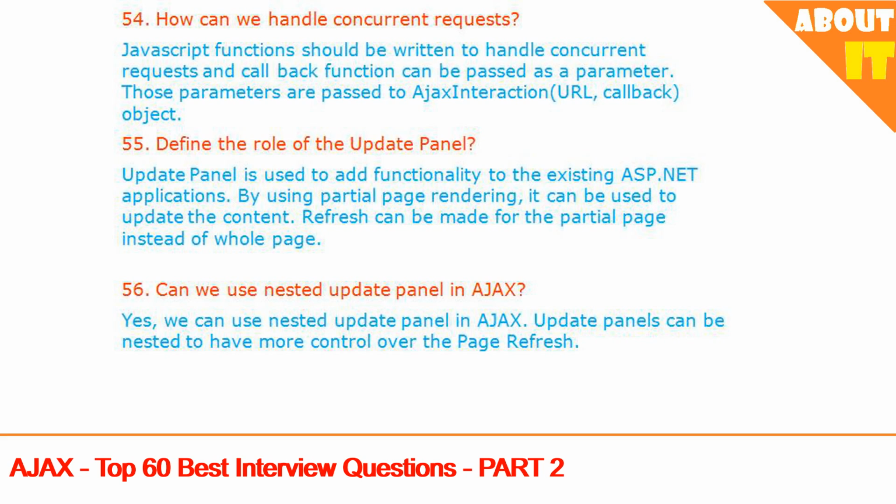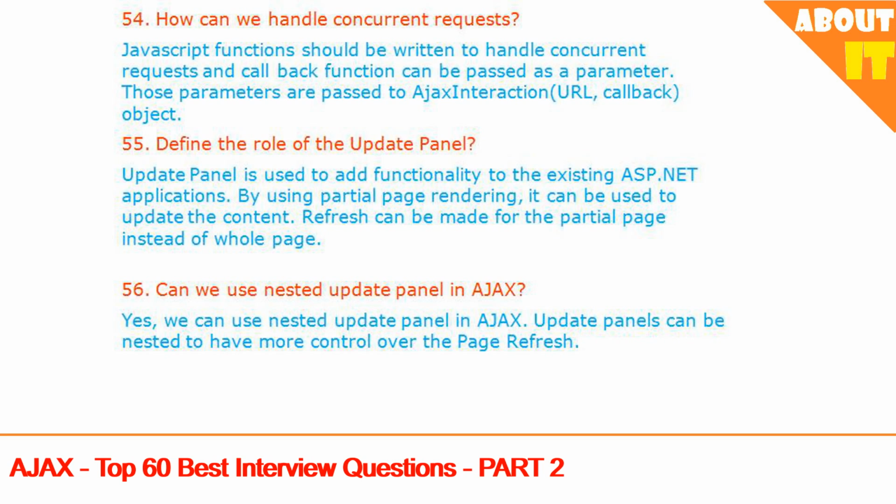55. Define the role of the update panel. Update panel is used to add functionality to the existing ASP.NET applications. By using partial page rendering, it can be used to update the content. Refresh can be made for the partial page instead of the whole page.